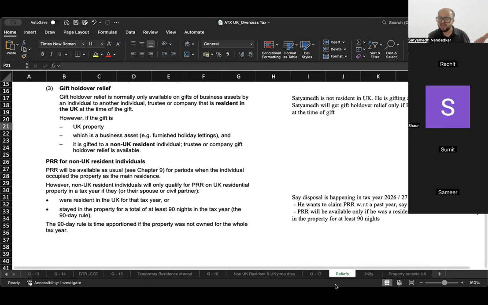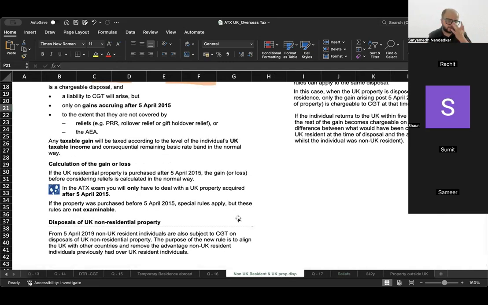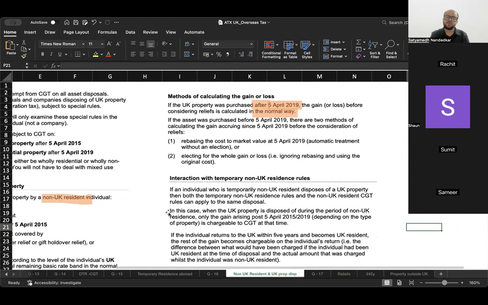I think last Saturday or Friday, on 22nd or 23rd, we did one question which primarily relates to this. Now, if the UK residential property is purchased after 5th of April, the gain or loss before considering reliefs is calculated in the normal way. And you will only have these disposals in the paper. If you're talking about non-residential properties, then you have the automatic rebasing rule. Okay. Rebasing the cost to market value at 5th of April 19 or electing for the whole gain or loss to be transferred.